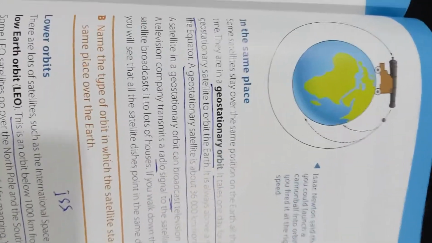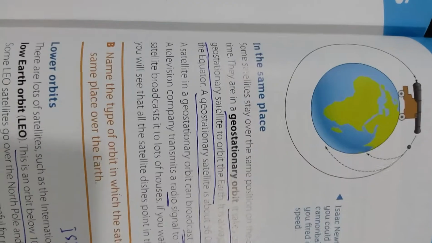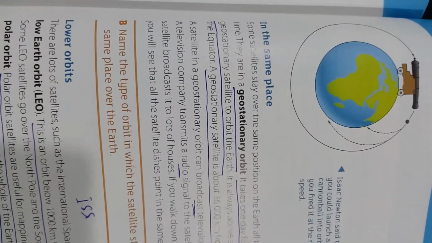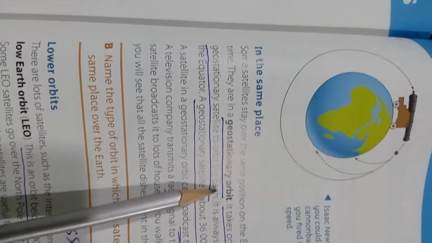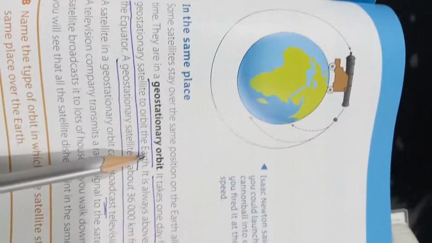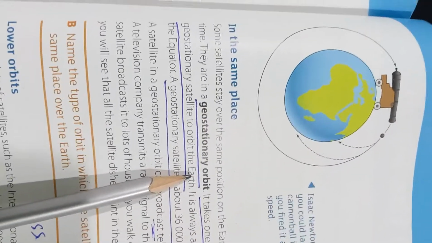In the same place, when we talk of in the same place, it means we have some satellites that are stationary in space. When they are launched, they are made in such a way that they can stay in one place in space. And this type of satellite, we call a geostationary orbit. Geostationary orbit. You can see a picture over there very clearly.